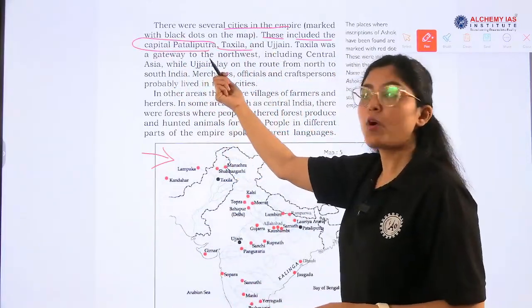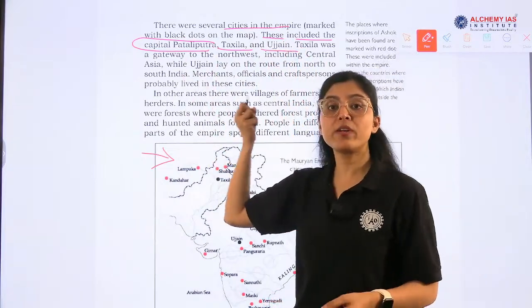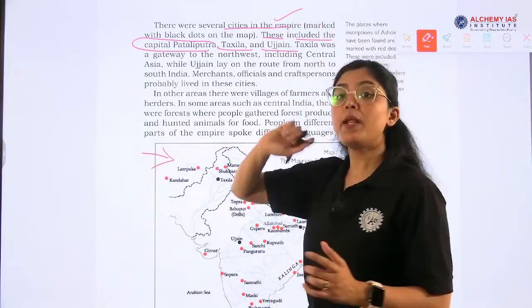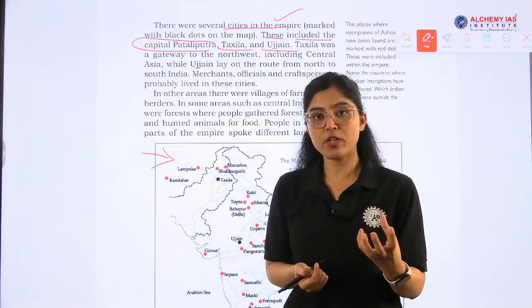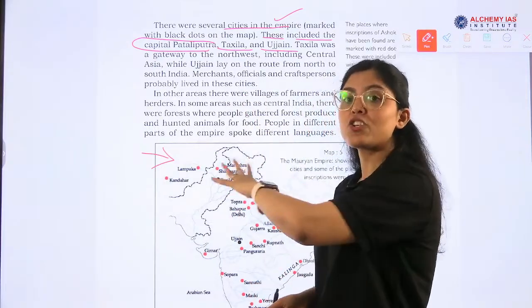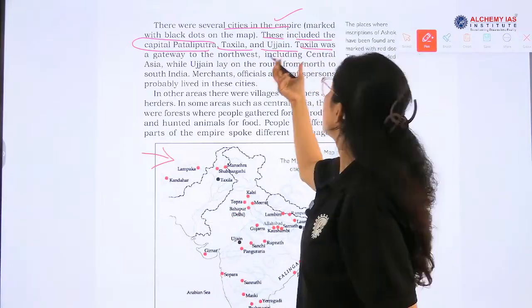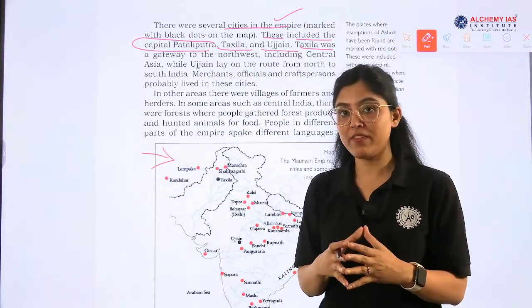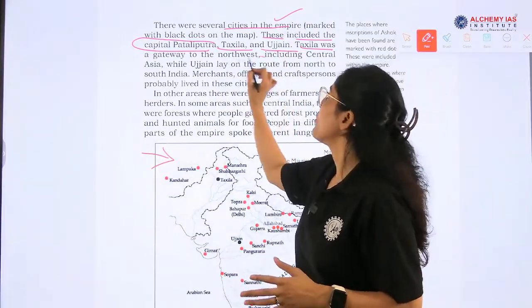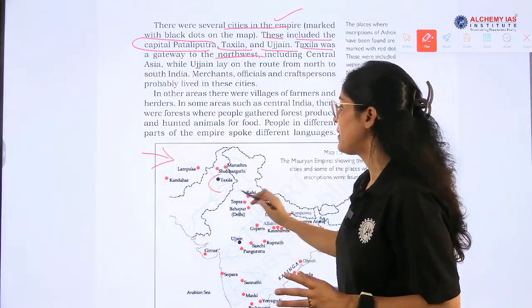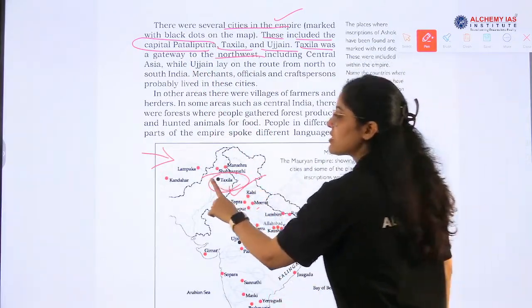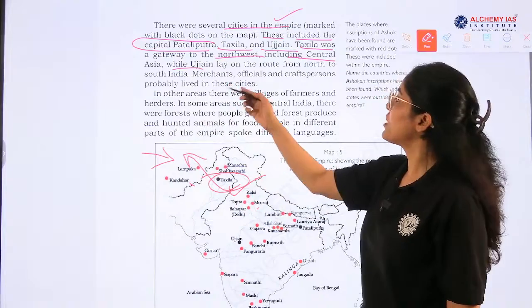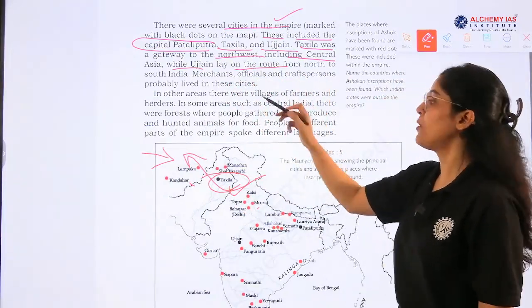Takshila is the second important city, then Ujjain. These were important centers. Remember this, because UPSC can ask which cities were important during the Mauryan Empire and give the names: Ujjain, Takshila and Pataliputra. The importance of these centers has also been given. Mark these things. Takshila was a gateway to the northwest, including Central Asia, while Ujjain lay on the route from north to south.